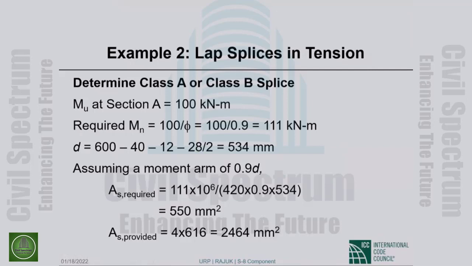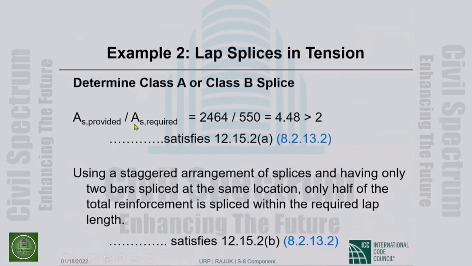Assuming a moment arm of 90% of the effective depth, A sub S required, the tension reinforcement required to resist that much moment, would be the moment divided by the lever arm and the yield strength of the reinforcement. So we require 550 square millimeter of reinforcement. We actually provided four number 28 bars, and that has a total area of 2464 square millimeters. So A sub S provided over A sub S required is 4.48. So 4.48 is definitely larger than 2.